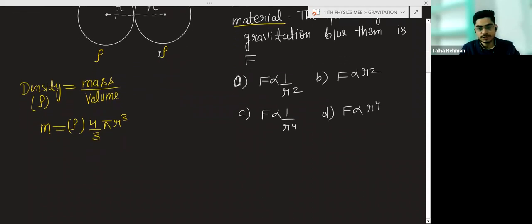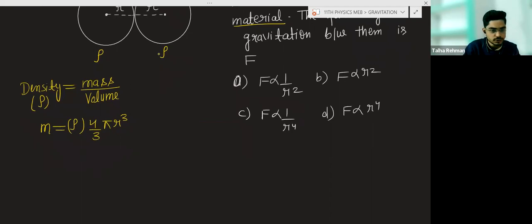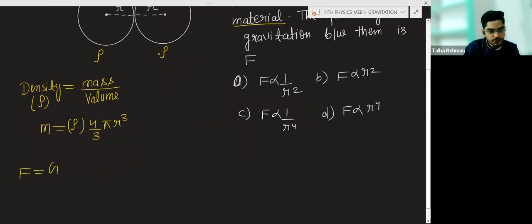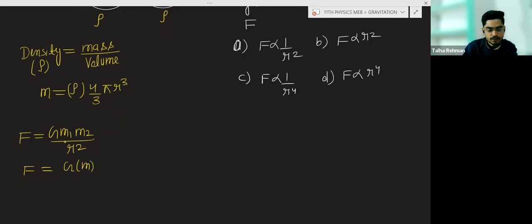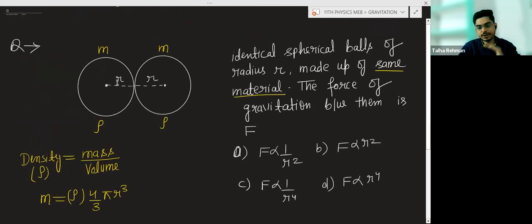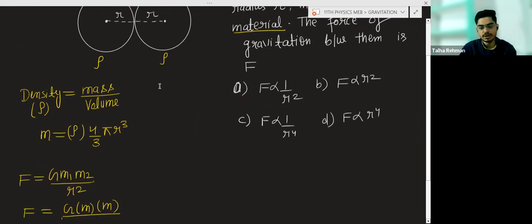So now you can write the expression for the force. What is the expression for the force? F is equal to G into mass m1, mass m2, divided by the distance r square. So F is equal to G. G is always constant. First mass is m, second mass is also m. And what is the distance between the centers? What I told you about the distance? You will take the distance from the center of the two masses. So r and r, so 2r, square.